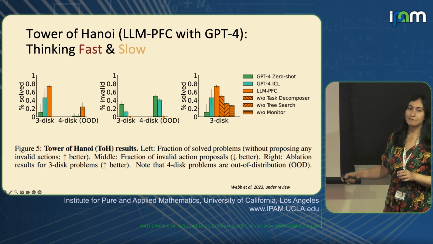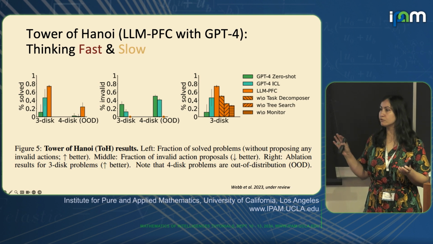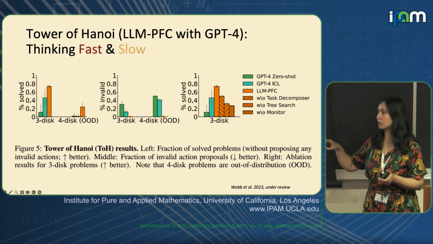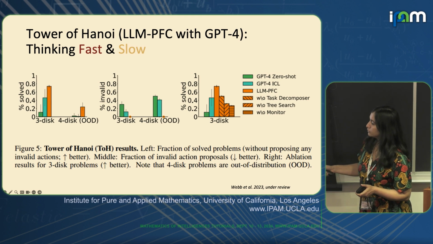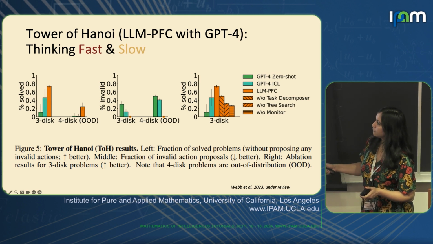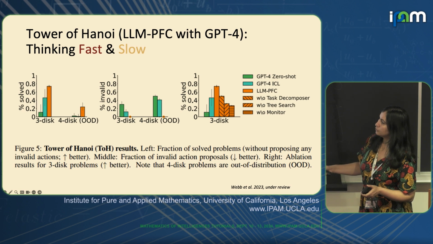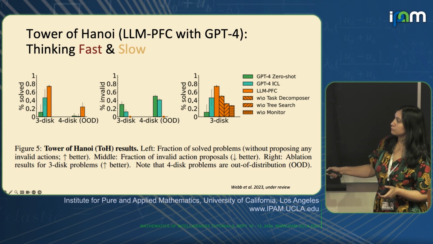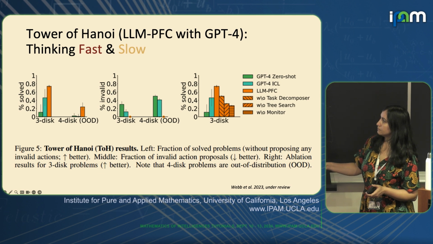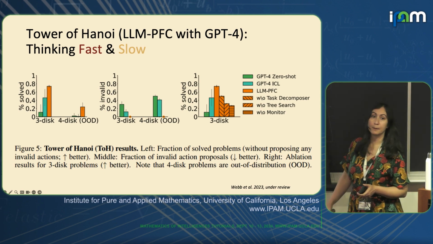Now, let's look at percent invalid, which is either hallucinations or moves that are not allowed, like you cannot put a larger disk on top of a smaller one. What you see here is that for 3-disk, GPT-4 zero-shot really hallucinates, ICL is better, and we are at 0. Now, you go from the 3-disk to 4-disk, and all of a sudden you have above 50% invalid moves for GPT-4 zero-shot, and about 45% or 50% for the in-context learning, but 0 for us, yeah.